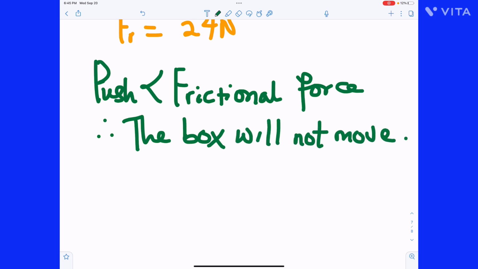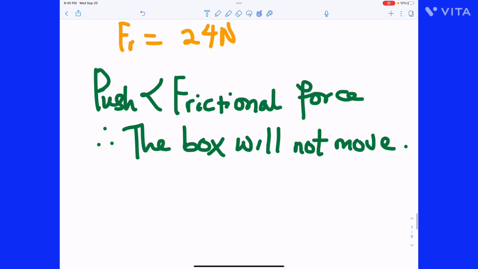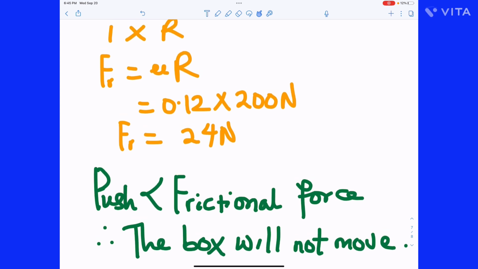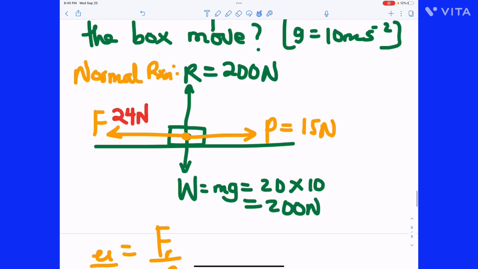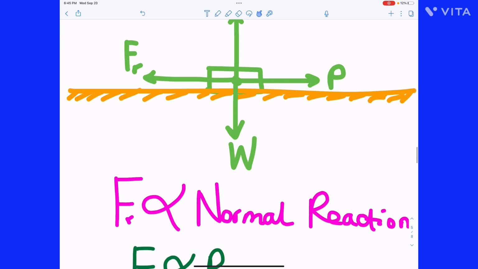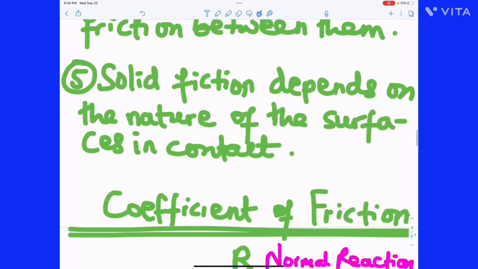So just note, all of our calculations in friction will be built on this simple concept. We'll continue with more examples in the next video.